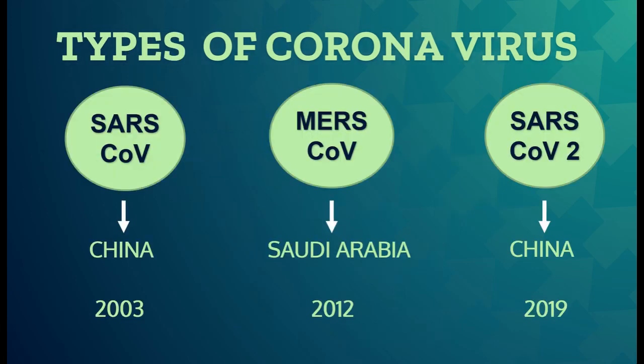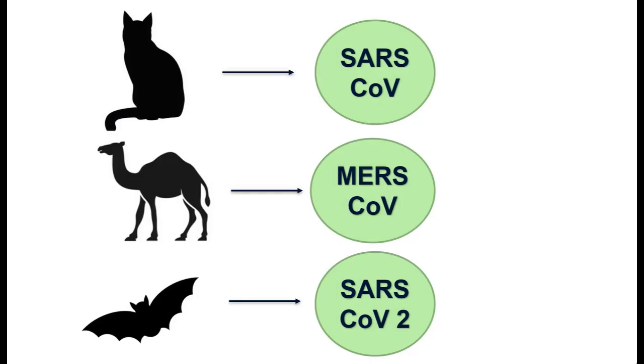Types of coronavirus. First is SARS-CoV, next is MERS-CoV, then SARS-CoV-2. SARS-CoV originated in 2003. MERS-CoV originated in Saudi Arabia in 2012, and SARS-CoV-2 originated in China in 2019. So SARS-CoV originated from cats, MERS-CoV from animals, and SARS-CoV-2 from bats.